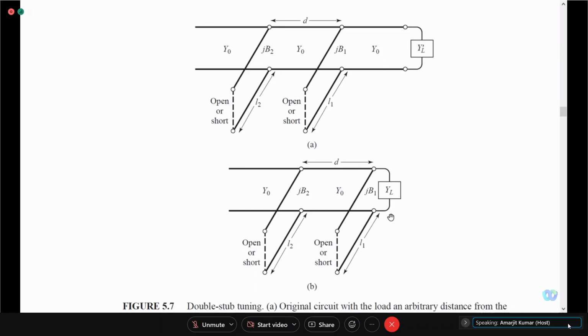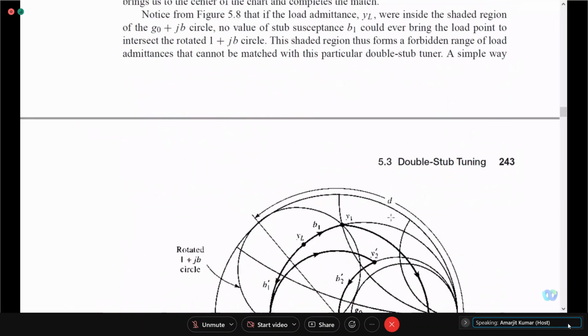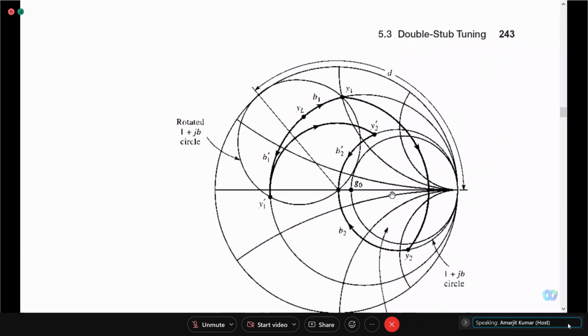And for any other solution, what can you do? In the Smith chart, we have this shaded region inside G naught where we cannot match. So the question is, can we reduce this shaded region? Can we reduce the radius of this G naught circle? Because if we reduce the shaded region, we will get more load admittances for which matching is possible.